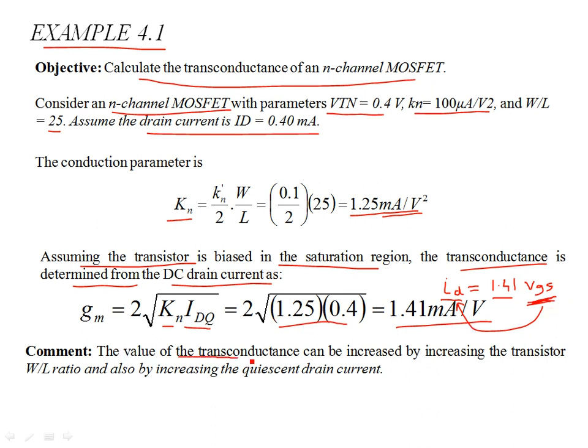So the value of the transconductance can be increased by increasing the transistor width to length ratio and also by increasing the quiescent drain current. You can bias a transistor such that the DC VGSQ is large, so you can have a large drain current. Otherwise, the transconductance parameter is also dependent on the physical dimensions of the transistor. Okay. All right.